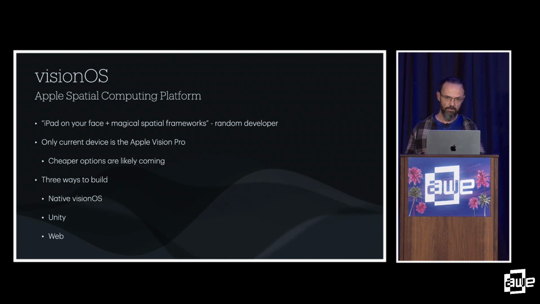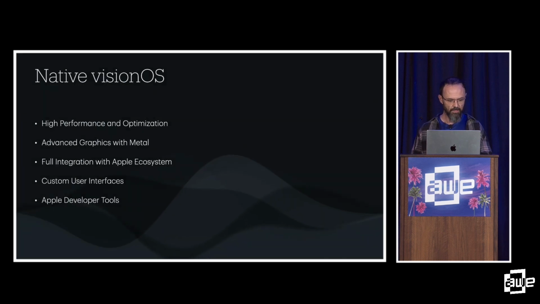And there are three main ways to build applications for VisionOS. We can use the native VisionOS framework. We can use Unity, which all of you might know. And of course, we can also use web to develop applications. Each of them has some set of advantages and disadvantages.